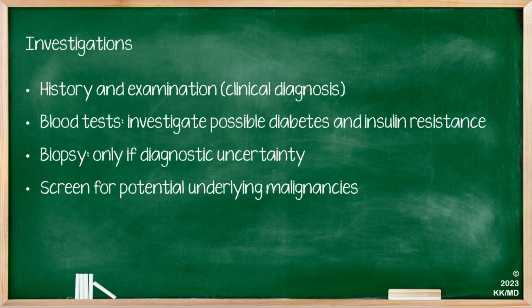In order to investigate a potential case of acanthosis nigricans, as with all dermatological conditions, history and examination are key, and this is in fact a clinical diagnosis. Blood tests can be important, particularly when investigating for possible diabetes and insulin resistance. Biopsy is only necessary if there is diagnostic uncertainty. It is of course really important to screen for potential underlying malignancies in this condition.